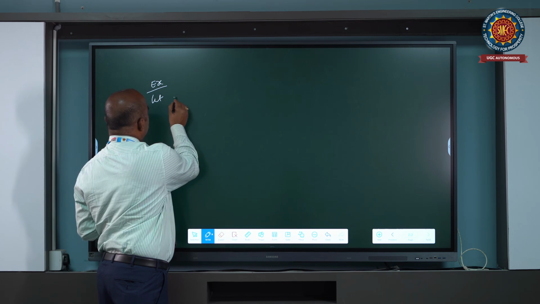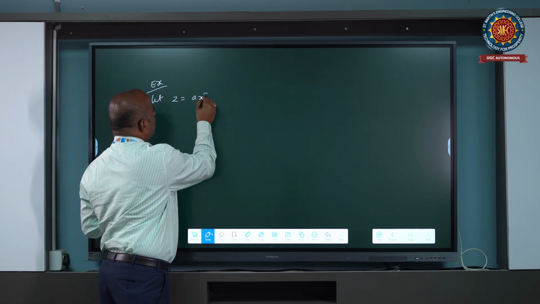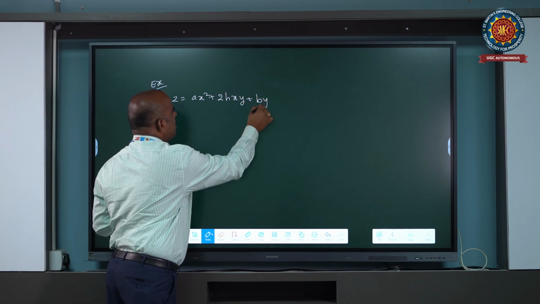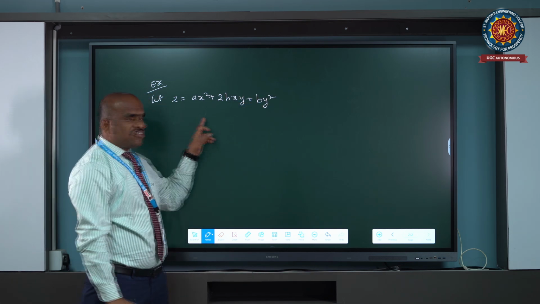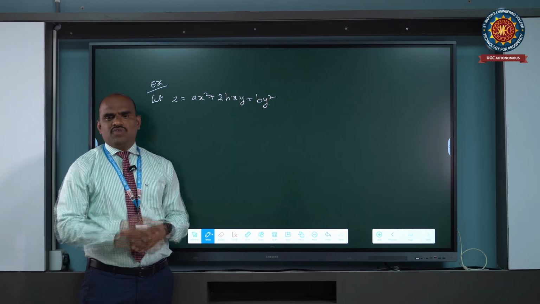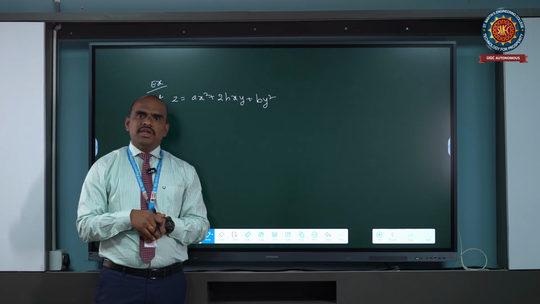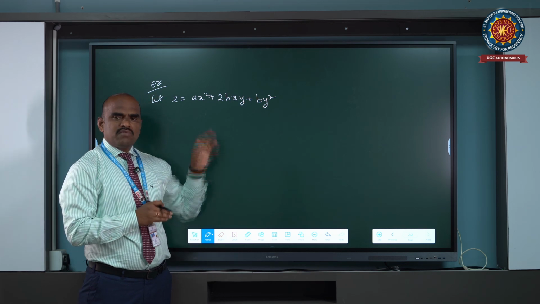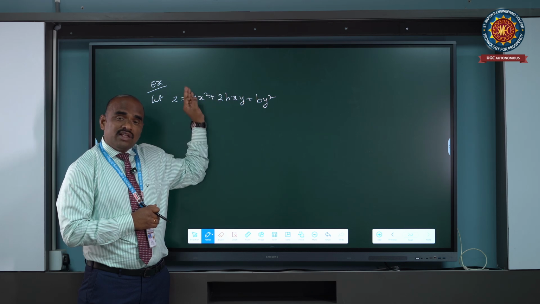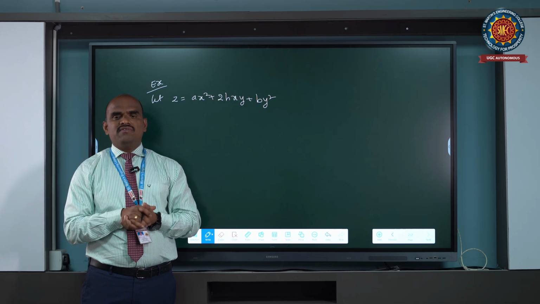Let z is equal to a x square plus 2 h x y plus b y square. Here what is the function? a x square plus 2 h x y plus b y square. Here x, y are independent variables, so the partial derivatives of z with respect to x, y will exist.